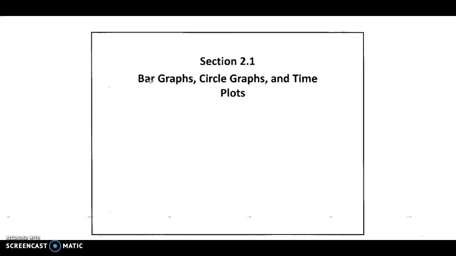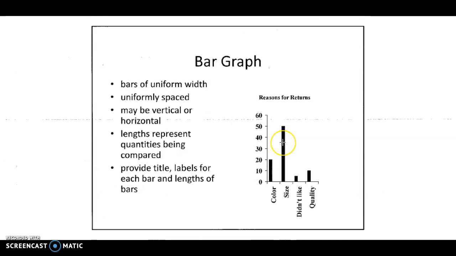We're going to take a look at bar graphs, circle graphs, and time plots today. We're in section 2.1, and let's go ahead and take a look. A lot of the stuff you've already done before. A lot of it's covered in 7th grade math, but I want to make sure that we have a pretty good understanding of how to display data that we've collected. Remember, last unit we were collecting data. Now we're going to start to analyze that data.